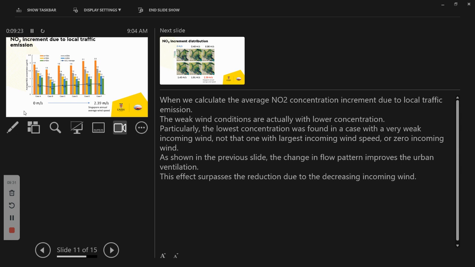When we calculate the average pollutant concentration increment due to the local traffic emission, the weak wind conditions are actually with lower concentration. Particularly, the lowest concentration was found in a case with a very weak incoming wind. Not the one with the largest incoming wind, case F, or the one with zero incoming wind. As shown in the previous slide, the change in the flow pattern improves the urban ventilation. This effect surpasses the reduction due to the decreasing incoming wind.